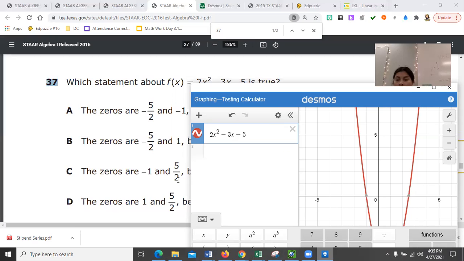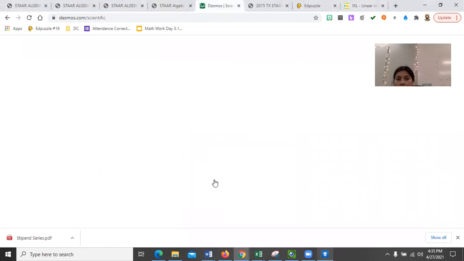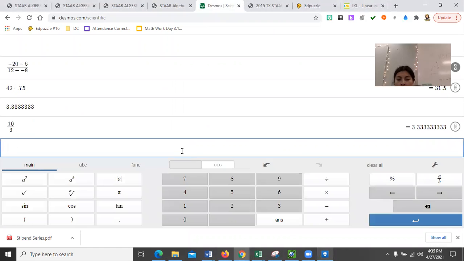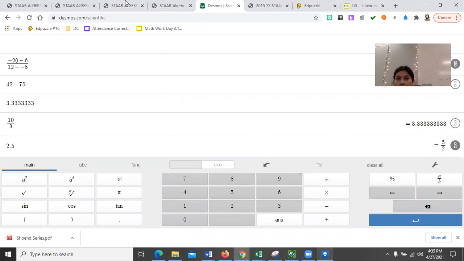And if you're not sure how I did that, watch. 2.5, or you could make that into a fraction. It's going to be 5/2, which is the other answer choice.